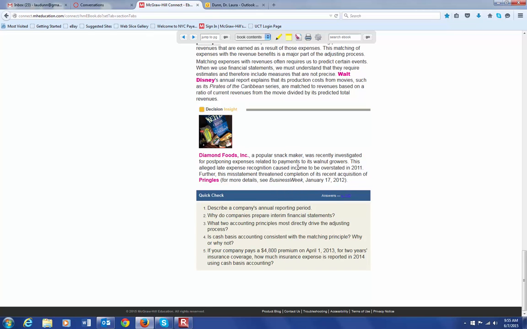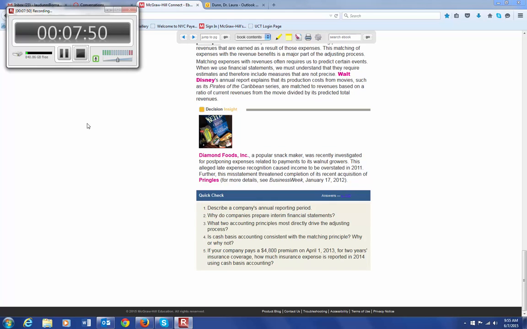And so this is why US GAAP expects us to match revenues with expenses, and why we therefore have to make some adjustments at the end of an accounting period to make sure that that happens. So in the next video, we'll talk about how those adjustments are actually made.